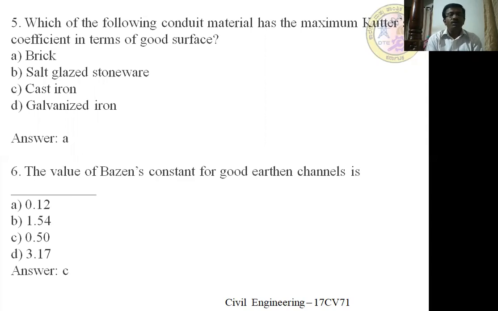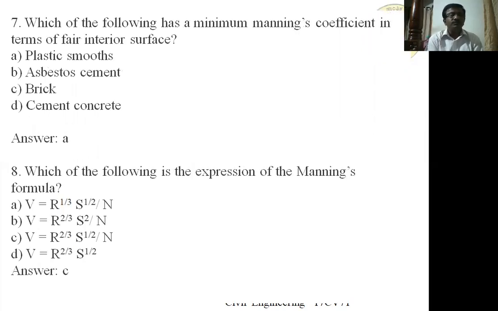Which of the following conduit materials has the maximum Kutter's coefficient in terms of good surface? It is for bricks. The value of Bazin's constant for good earthen channel is 0.50. Which of the following has minimum Manning's coefficient in terms of fair interior surface? It is for plastic, smooth. It is almost perfectly smooth, so friction loss is very less.